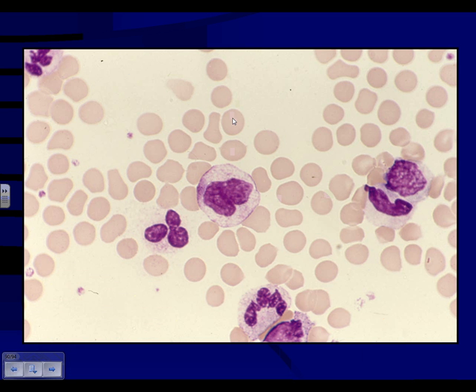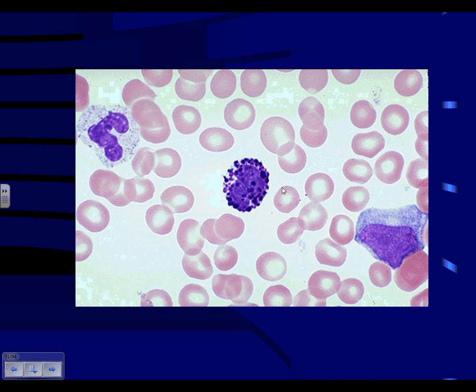Another peripheral smear, so these are red blood cells in the background. Remember, they don't have any nuclei in the normal state. These are platelets here. This is a neutrophil, and a monocyte here on its way to become a macrophage in the peripheral tissue. All right, again, another peripheral smear. This is a monocyte here. A poly, they're known as neutrophils or polys.